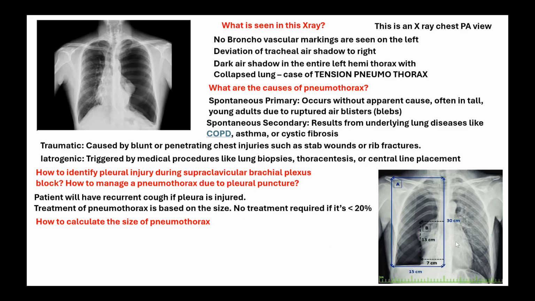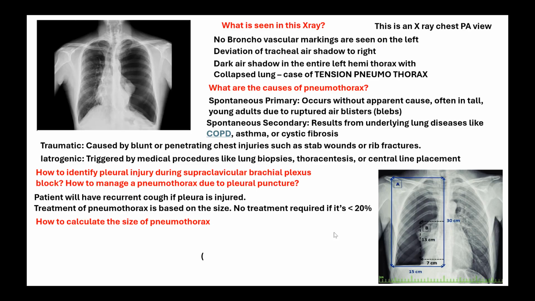First, measure the size of the hemithorax on the side of the suspected pneumothorax. So, this is the outer line, blue line, 15 centimeters breadth and 30 centimeters in length. This is the outer hemithorax. So 30 into 15, what is the volume? 450. Perfect. Okay. And there is a collapsed lung area because all the other is air. This is the collapsed lung area.